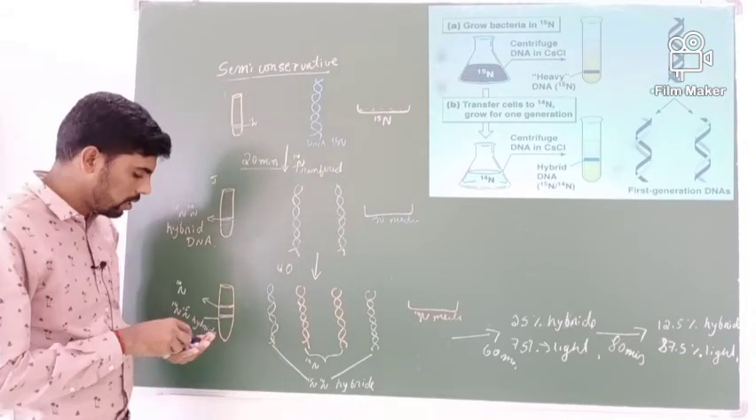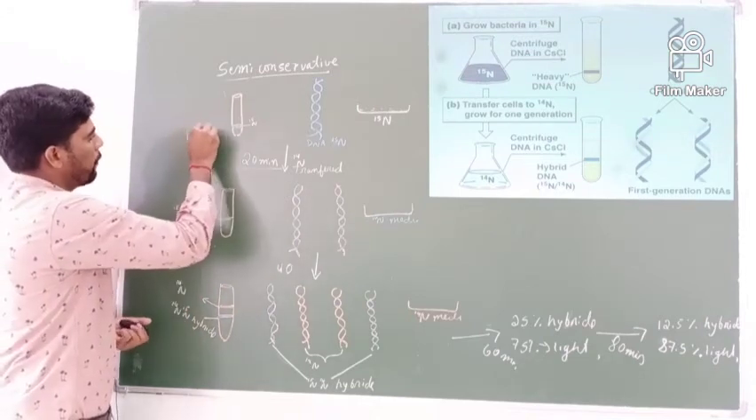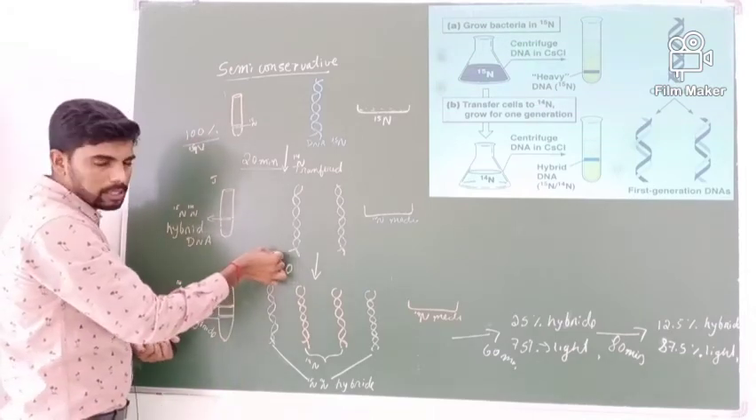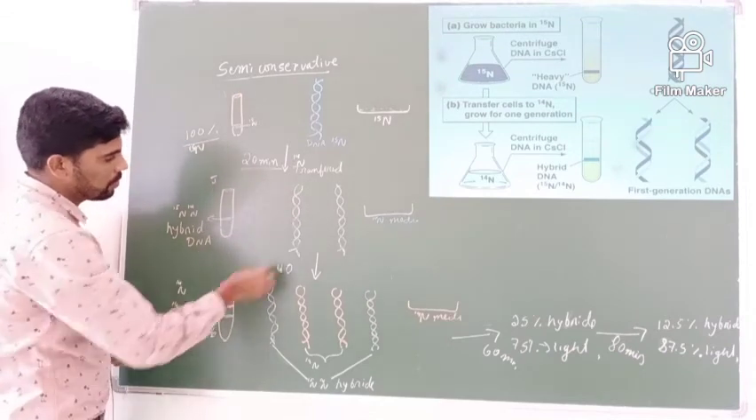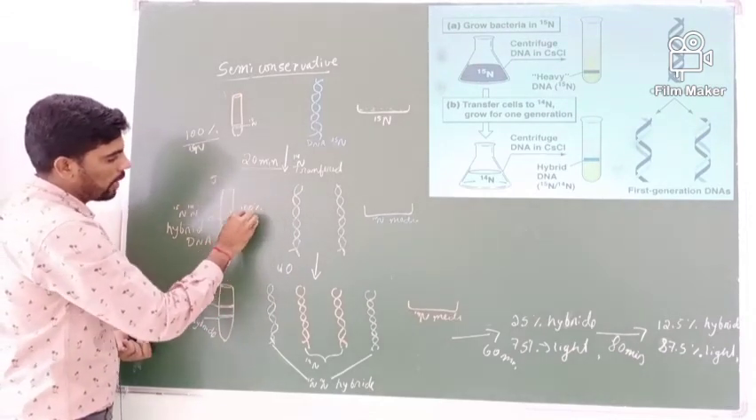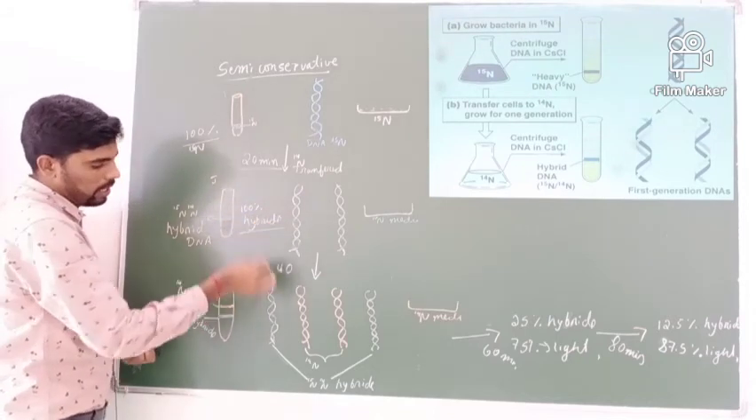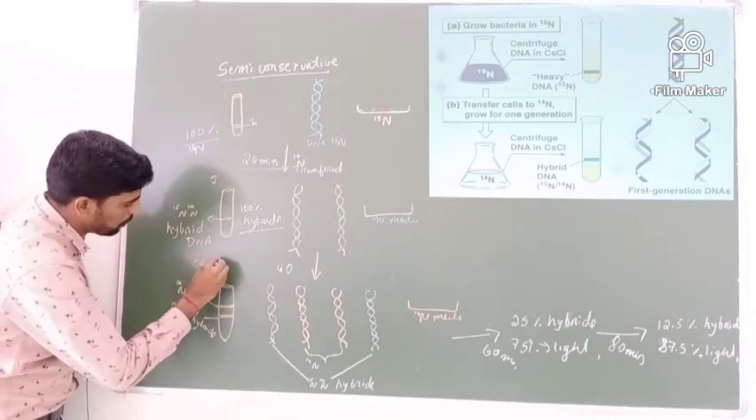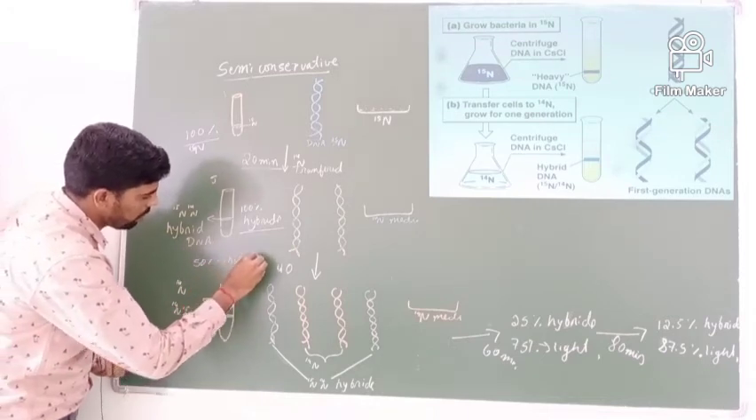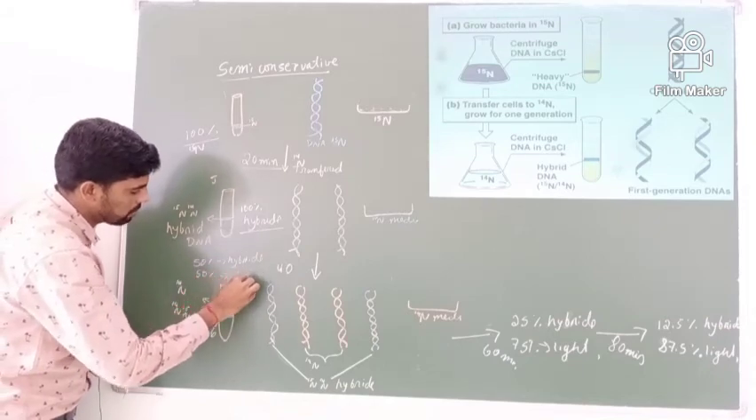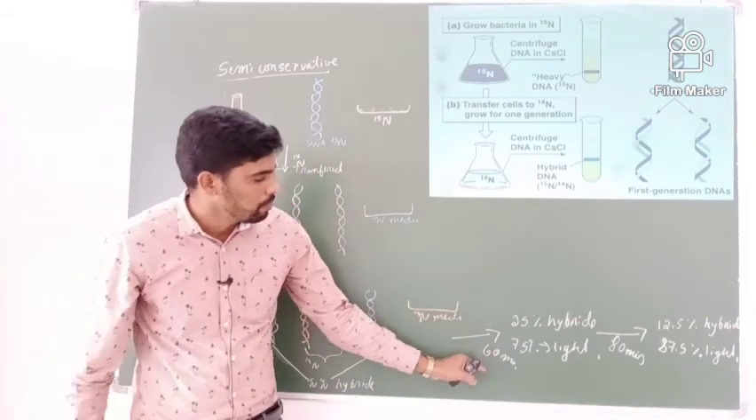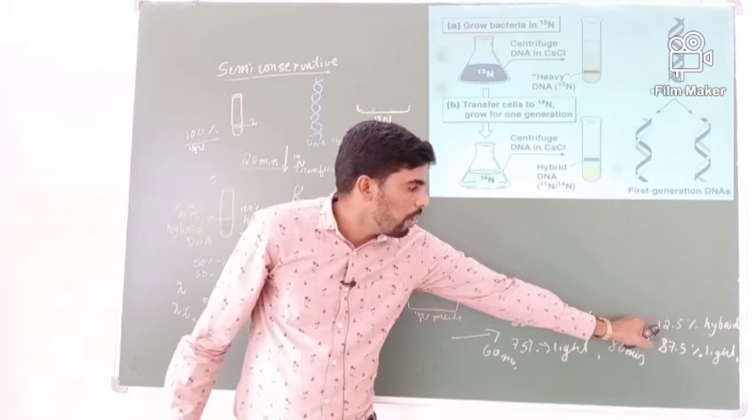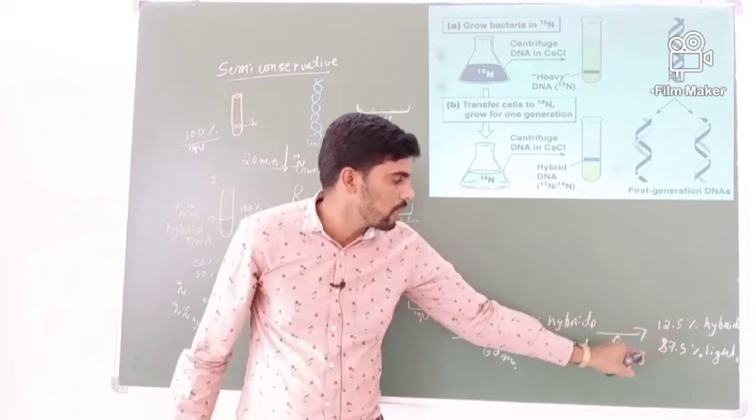In the first generation, 100% DNA will be heavy DNA, N15. But after the first replication, 100% of all DNA will be hybrid. In the second generation, 50% will be hybrid, 50% will be light. In the third generation, after 60 minutes, 25% hybrid, 75% light. The last, 12.5% hybrid, 87.5% light after 80 minutes.